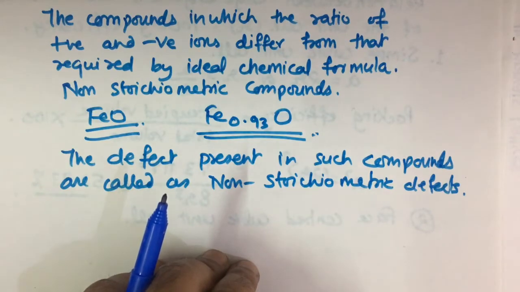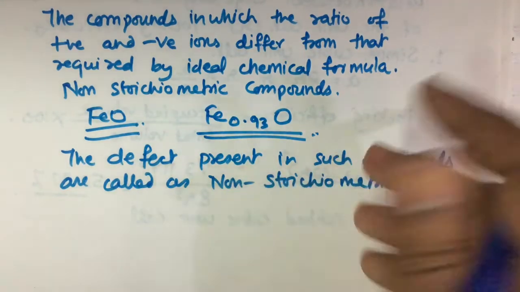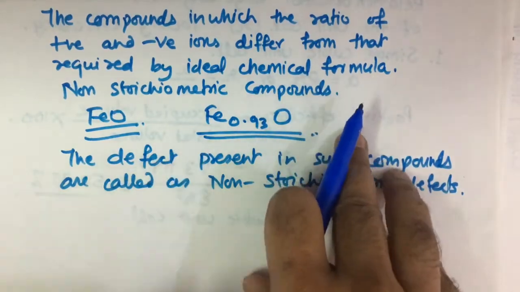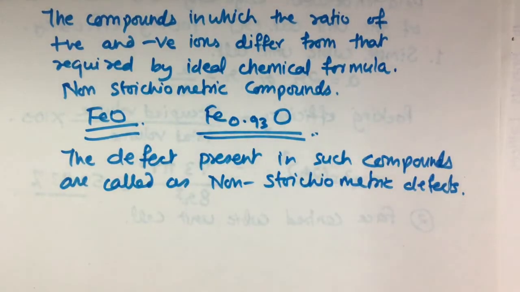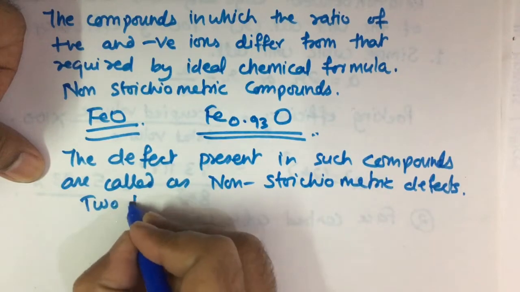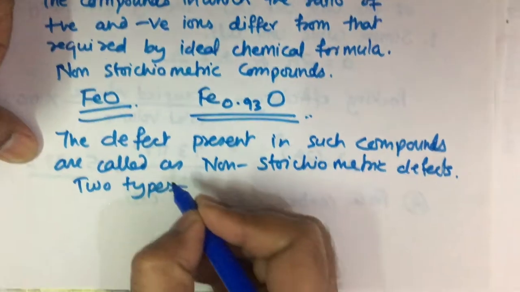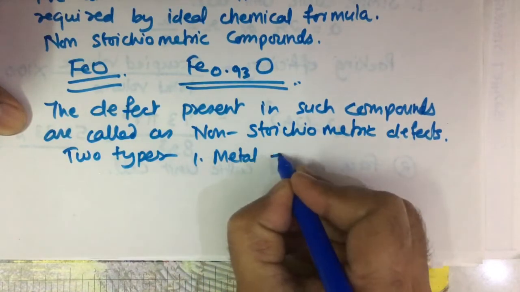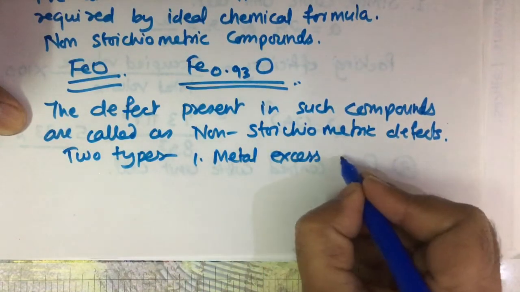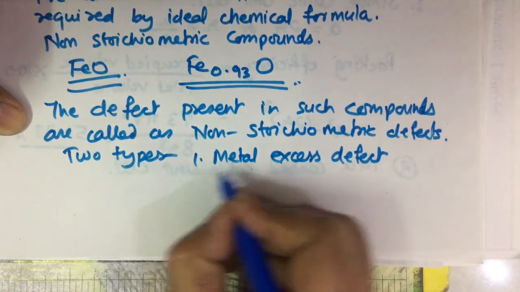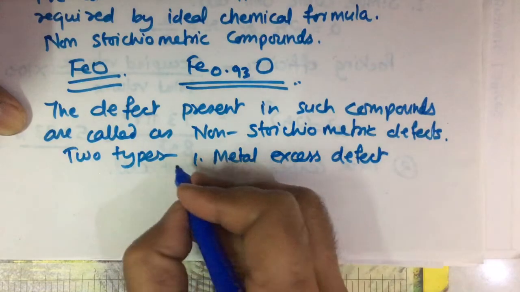In this type of defect, although the stoichiometry between the cation and anion is different, the electrical neutrality of the compound is always maintained. Now these defects are of two types. First is called the metal excess defect, in which the cation is in excess and anion is deficient.